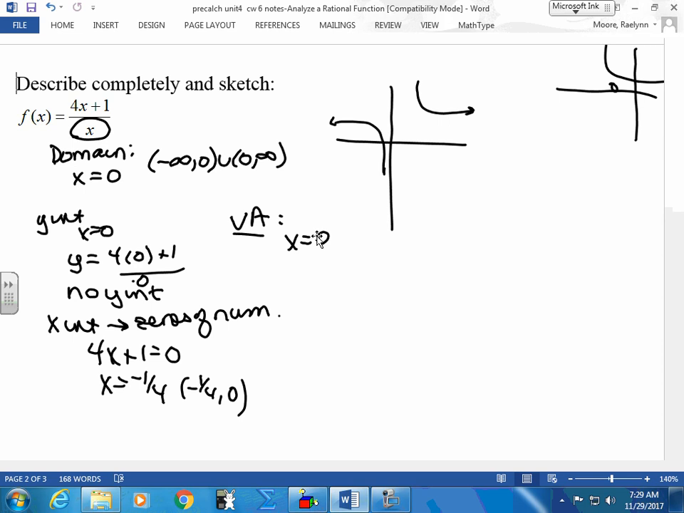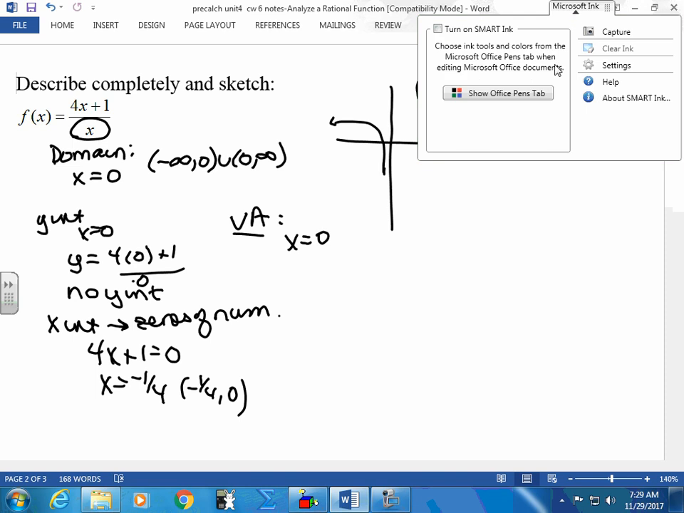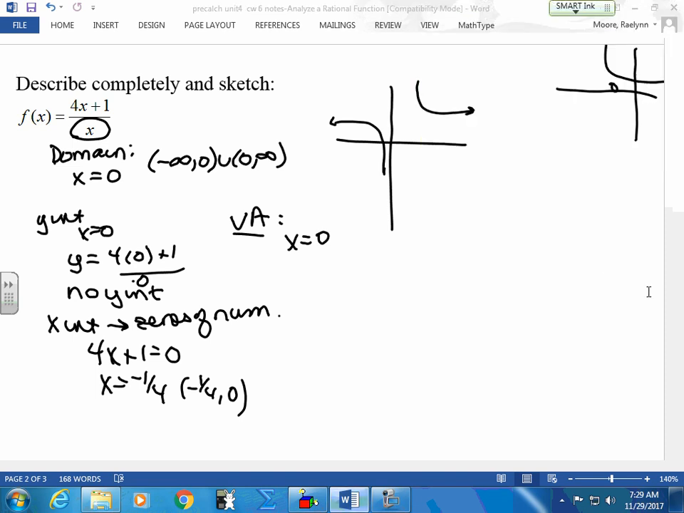Let's see if I can color it. So my vertical asymptote, yes. Zeros are the numerator. So this is x equals 0. It happens to be my y-axis. There's my vertical asymptote.